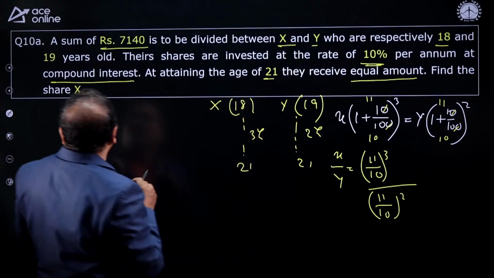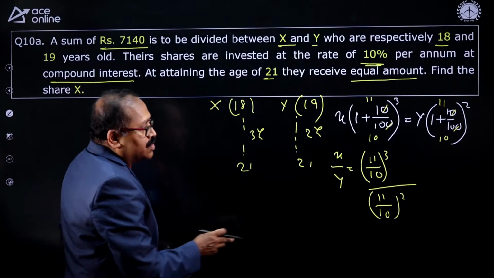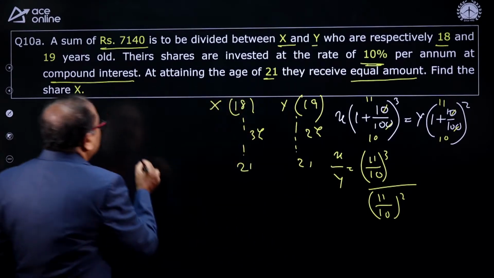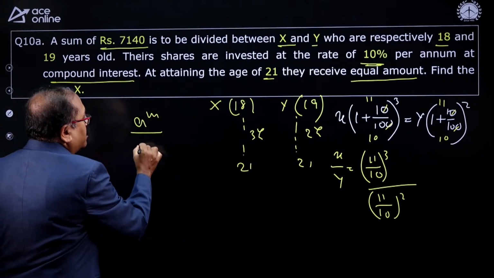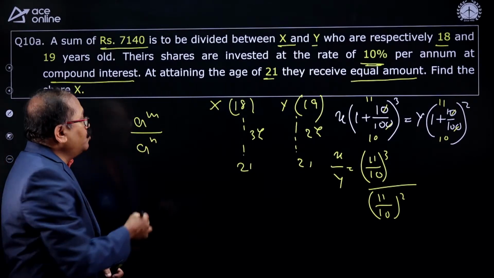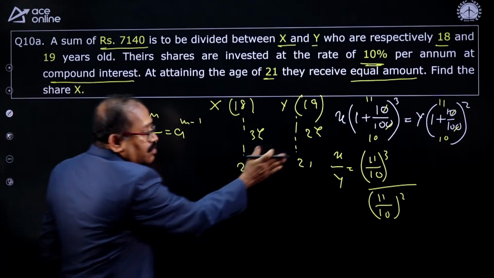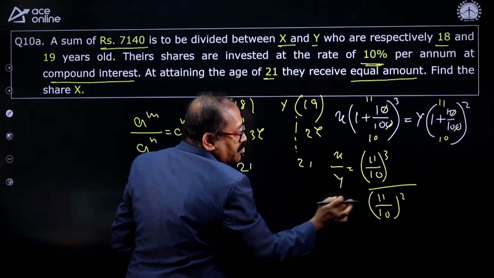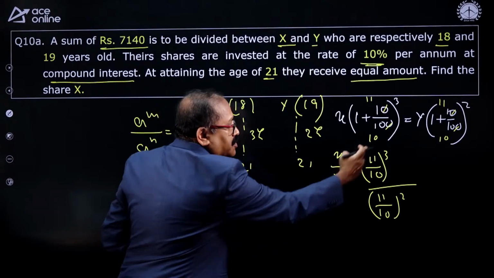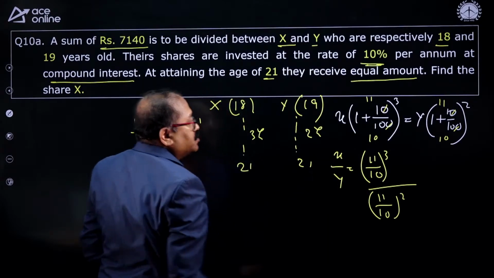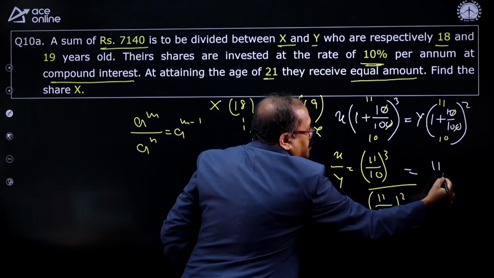So what happens if you divide this one? What do I need to find out? Find the value of X. So can I get the ratio here? We know one simple formula, the indices formula: a to the power m by a to the power n is equal to a to the power m minus n. This is a to the power 3 and this is a to the power 2. So finally I will get a to the power 3 minus 2, which is 1. So X is to Y is nothing but 11 is to 10.